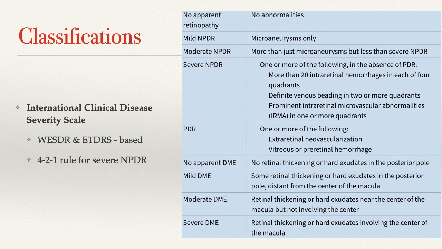The ICD Severity Scale classifies diabetic retinopathy also into non-proliferative and proliferative forms. The non-proliferative form into no apparent disease, mild, moderate, and severe disease. The severe disease follows the 4-2-1 rule: 4 quadrants of more than 20 intraretinal hemorrhages each, 2 quadrants of definite venous beading, and 1 quadrant of IRMA.